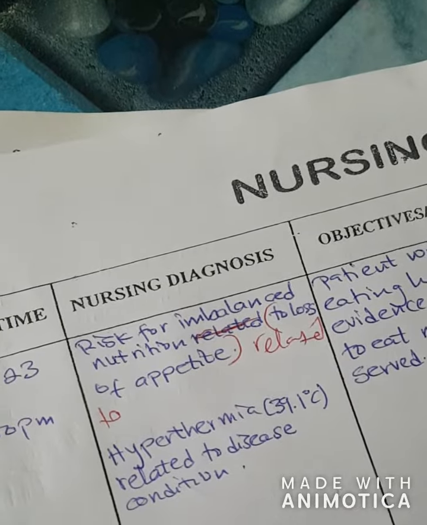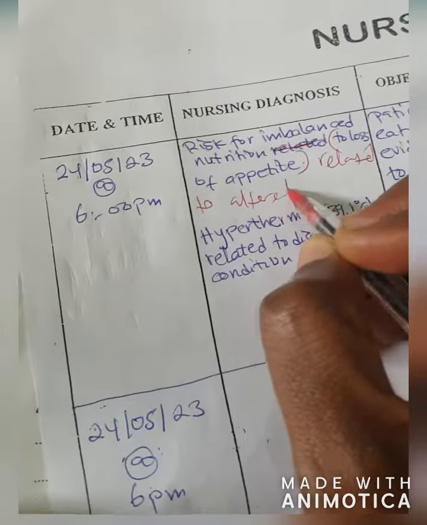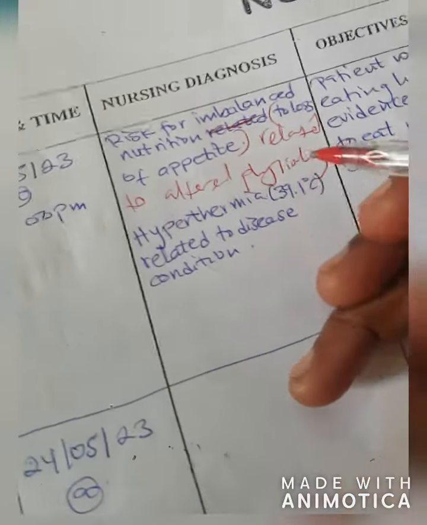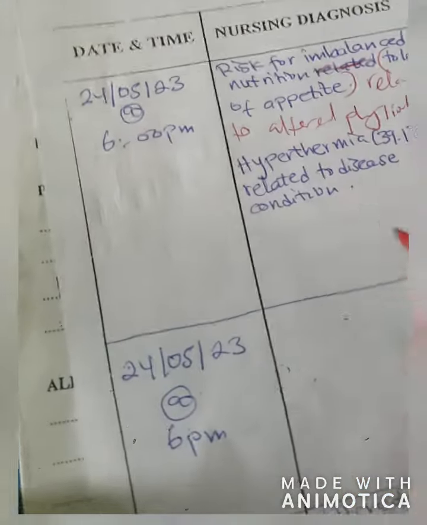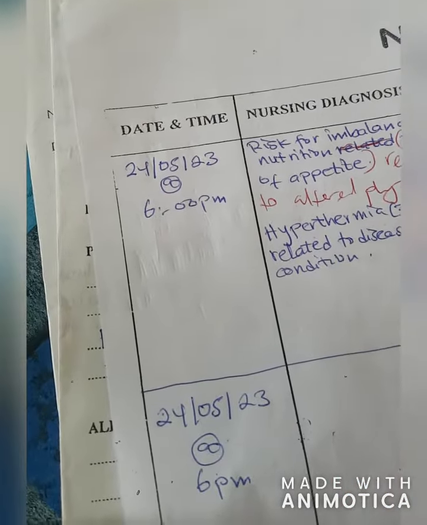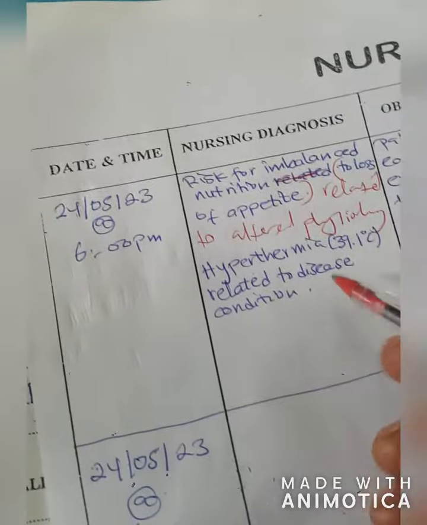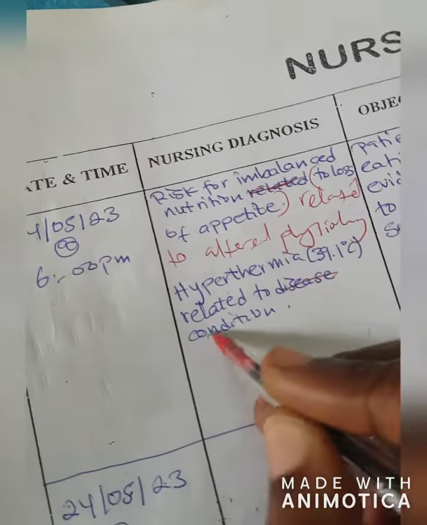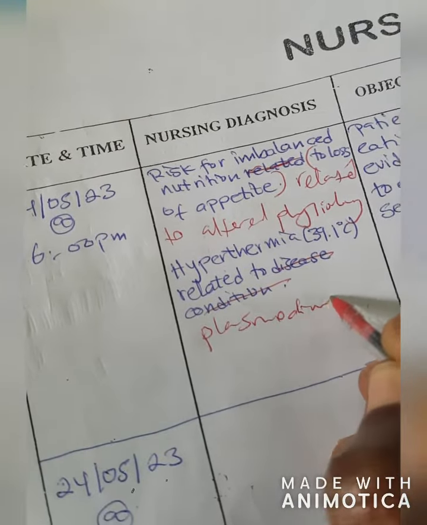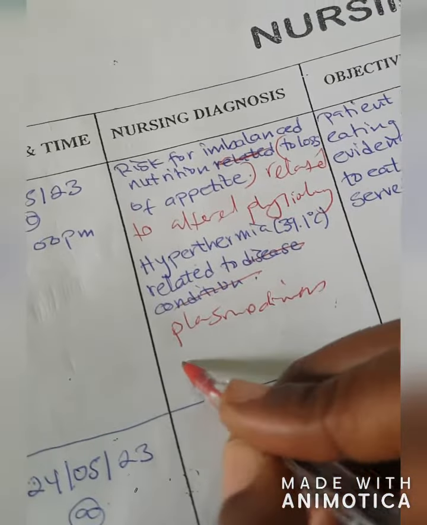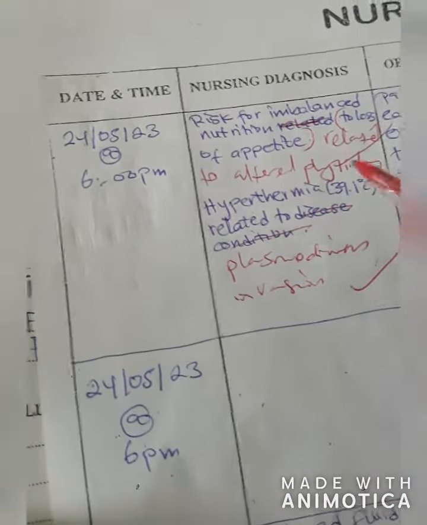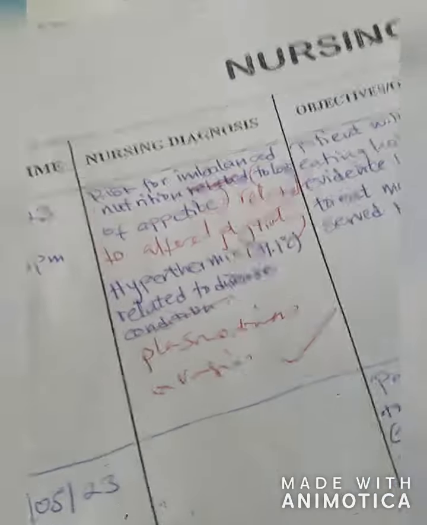So related to altered physiology, just say something that makes sense. So this should be another problem. Hyperthermia 39.1, related to disease condition. So this one, the correct one should be related to Plasmodium invasion, because the medical diagnosis is malaria. So this is correct, but it should be 1 problem per box.